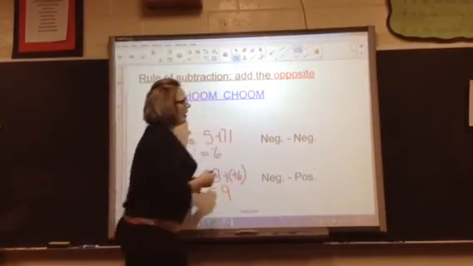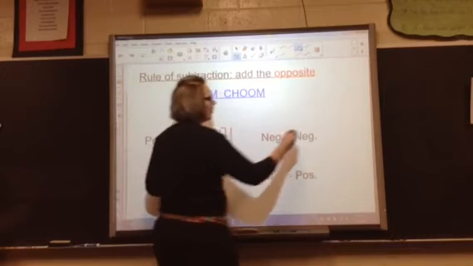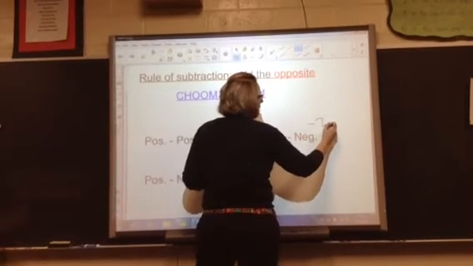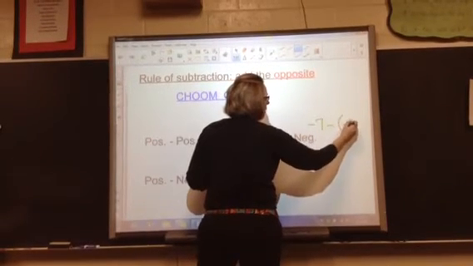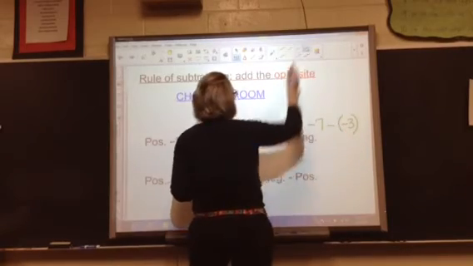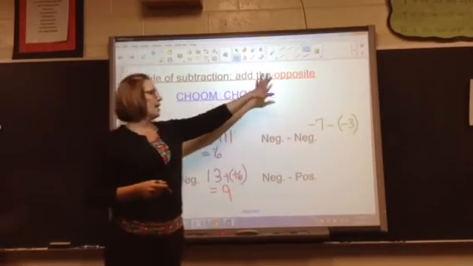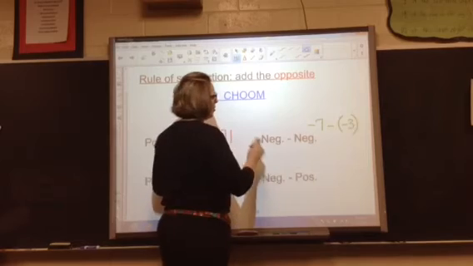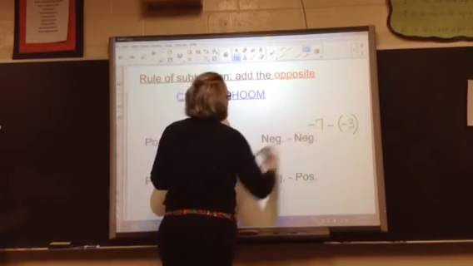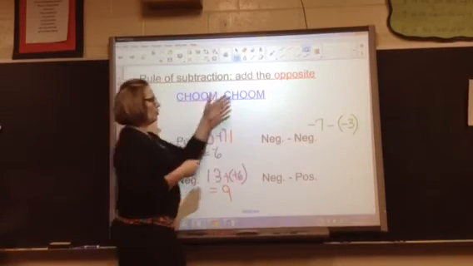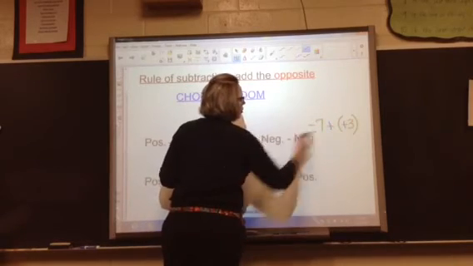What about when we have a negative? Here's an example of a negative with a negative. How about negative 7 minus negative 3? Well, remember the rule says to add the opposite. We're going to take the subtraction and turn it into addition, and then take that negative and turn it into a positive.